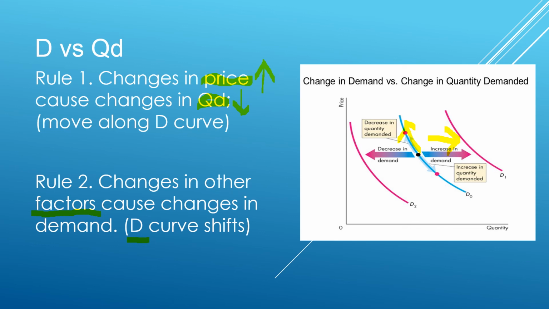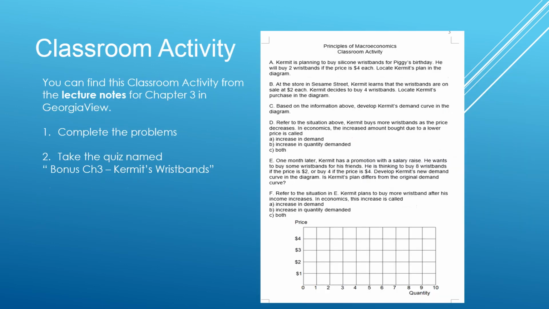Get it? Good. There is a worksheet called Classroom Activities. It is in the lecture notes. So complete the problems and then take a quiz named Bonus Chapter 3, Climate Risk Banks.